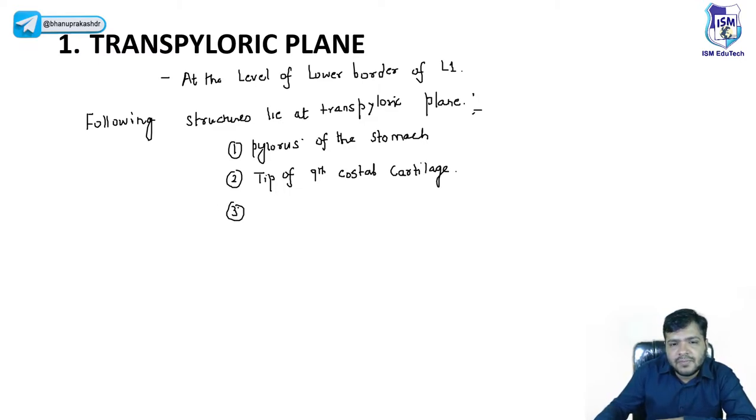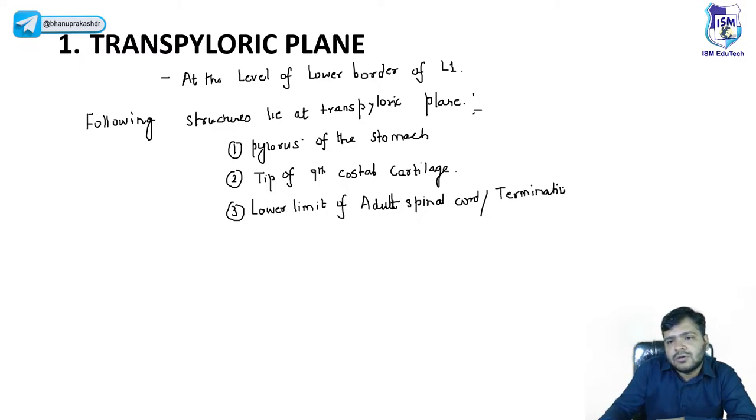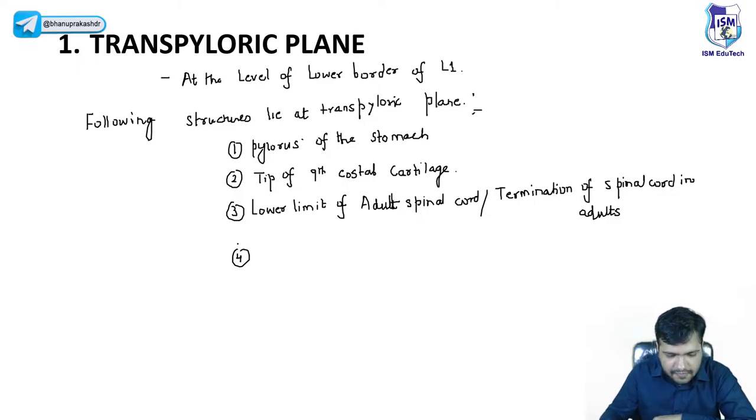Okay, we have the third part, that is the lower limit of the adult spinal cord, or we simply say the termination of spinal cord in adults. The fourth part, beta, hilum of both the kidneys.